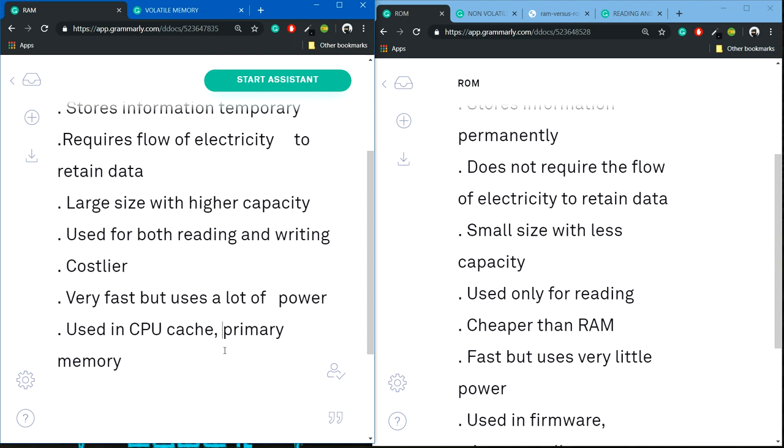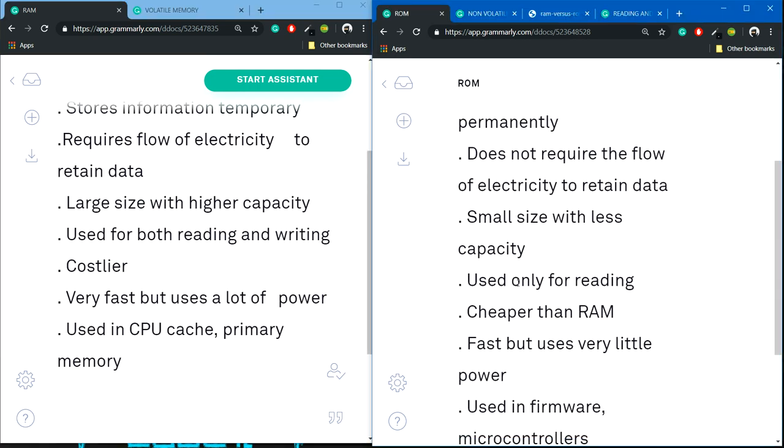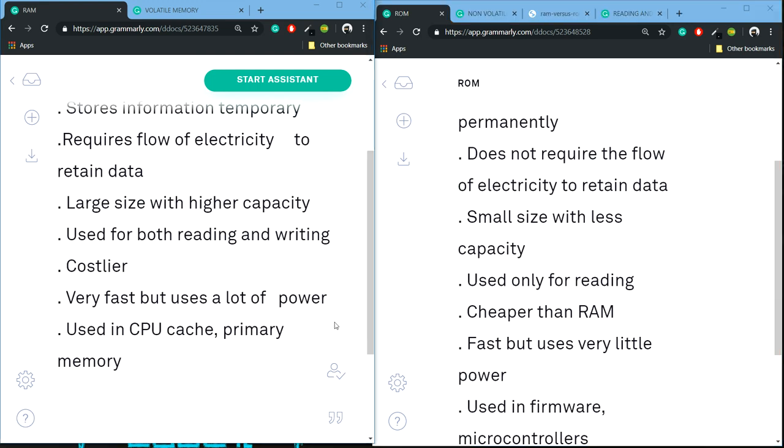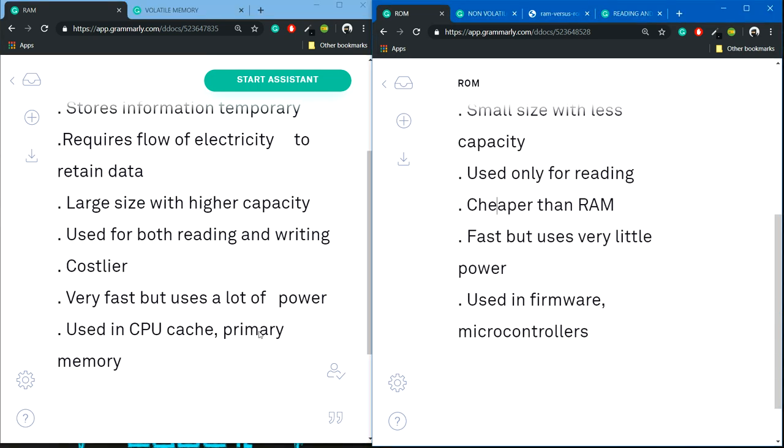RAM is costlier since it has larger size, it needs more power, and it has higher capacity. But ROM is smaller in size, and so it's cheaper than RAM. RAM is very fast. ROM is not as fast as RAM, but it is also fast. RAM uses a lot of power, but ROM uses a little power.